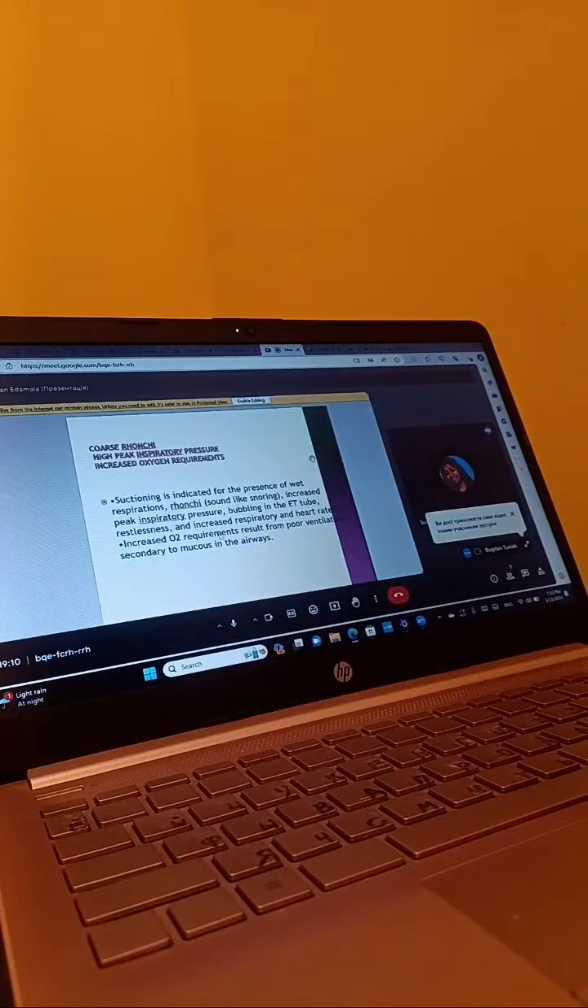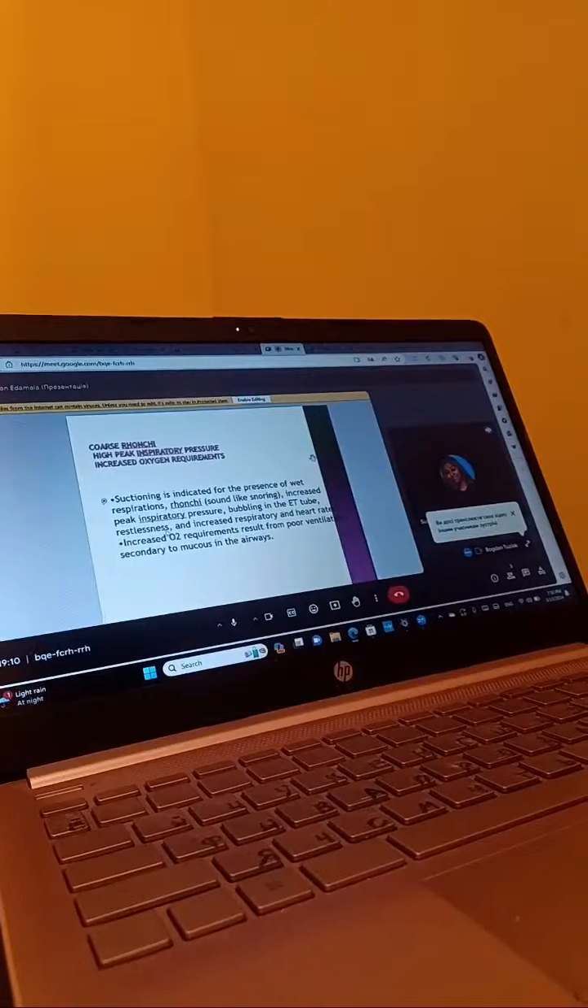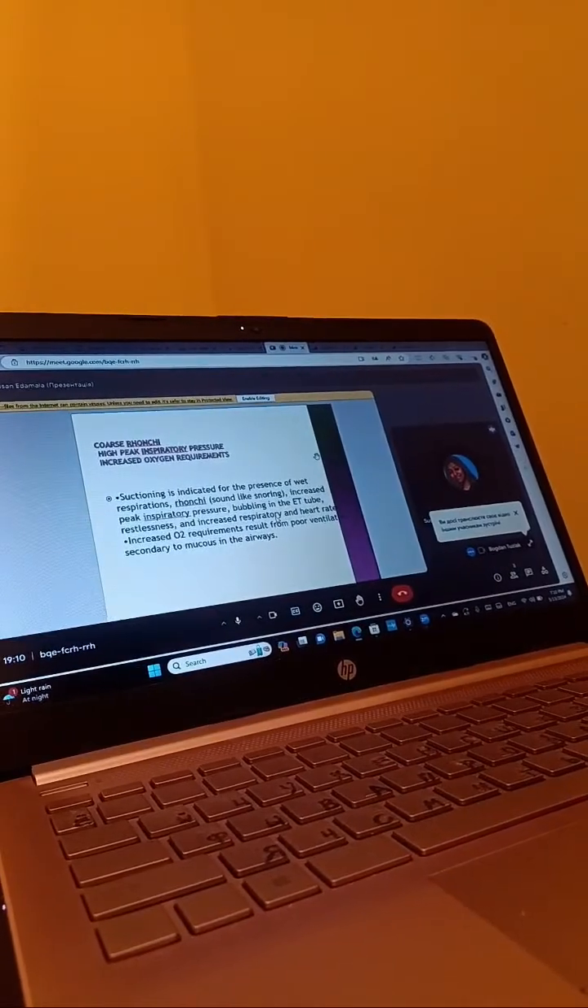Then the patient will become restless when they have this. When the air is not going properly, they start becoming restless, agitated, and then the inspiratory rate and heart rate can go up, and they can even become tachypneic, and SpO2 will go down. When all this is happening, that means something is going wrong with your patient on the ventilator. It's not okay.